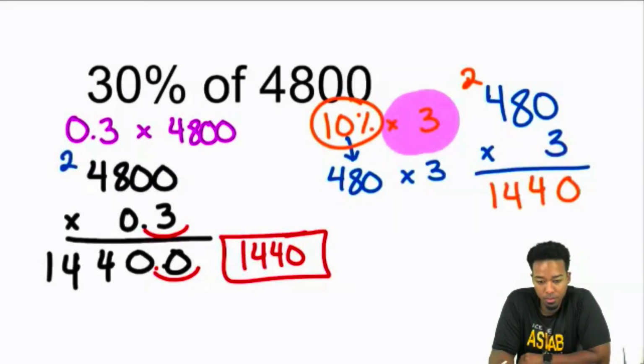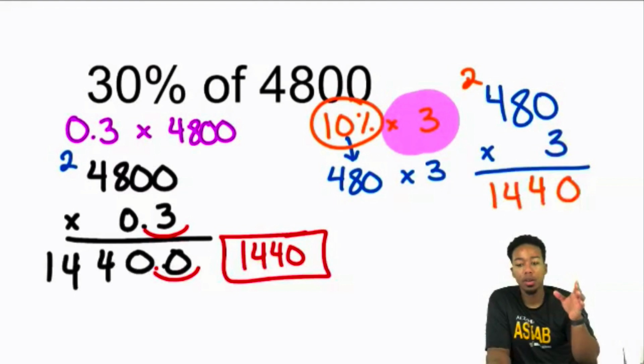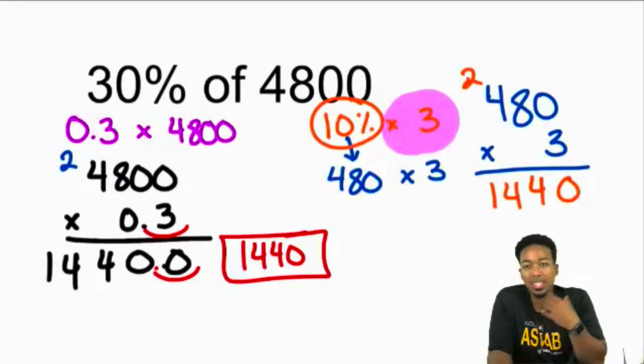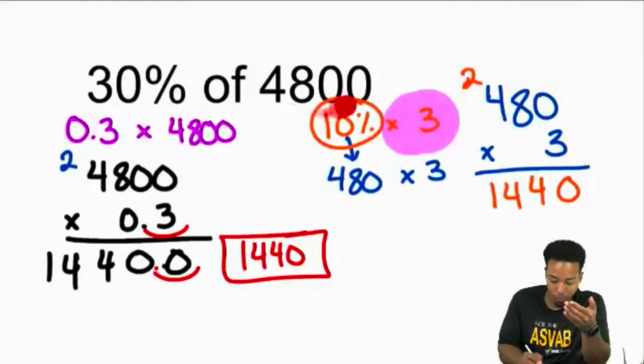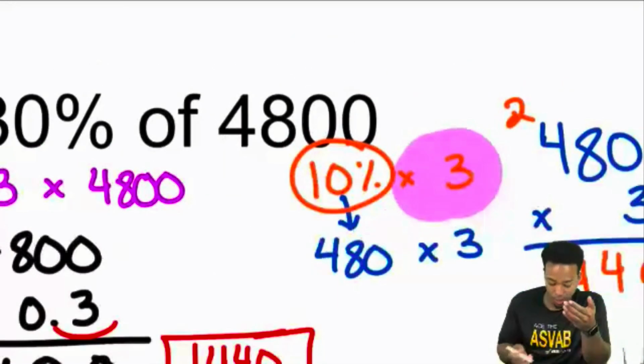Because I know 10% times 3, that's 30%. I get that part. Right. 10% here is because of this. Remember, the cheat sheet that we used was 10% means divide by 10. So if you divide a number like 4,800 by 10, the easiest way to do that is just to knock out one of those zeros.